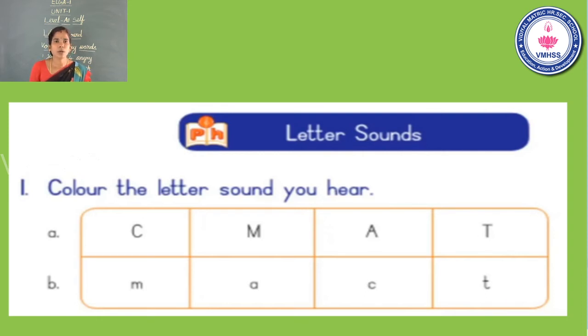Student, take your workbook. I count 5 to 0. Take your workbook. 5, 4, 3, 2, 1, 0. First question, color the letter sound you hear. I say some sounds, you color in the box. First one, T sound.